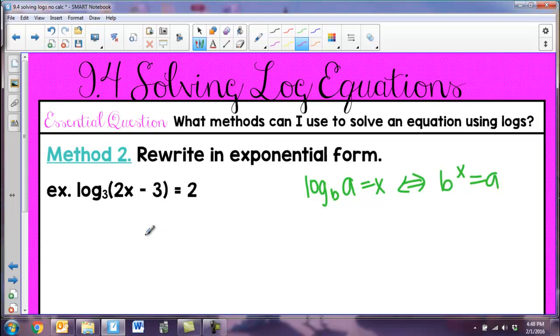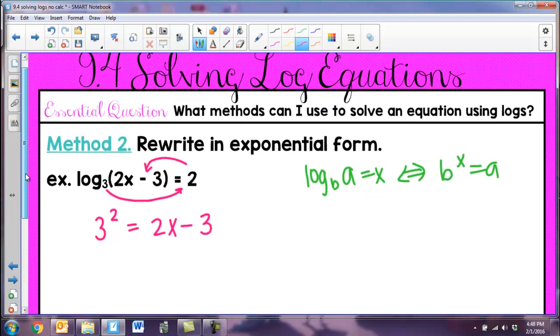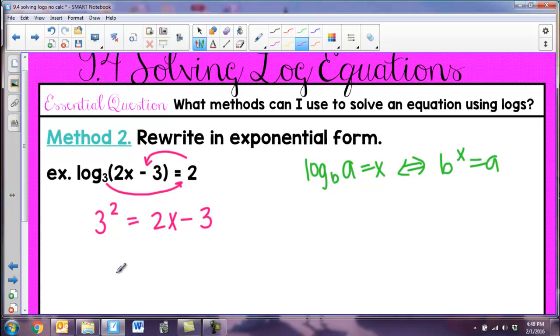So if I go ahead and take this guy, I'm going to rewrite it using my log rule, and I'm going to know that this is actually 3 to the second power is equal to the argument, or 2x minus 3. This becomes an even simpler problem to solve because all this is a regular algebra equation. I have 9 equals 2x minus 3. Add 3 to both sides, divide both sides by 2, and I would get that my answer was 6.